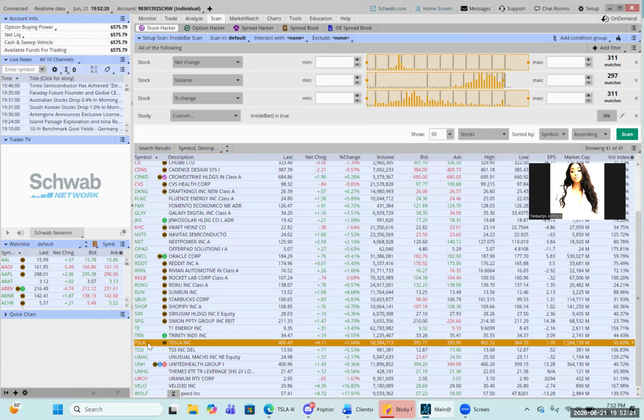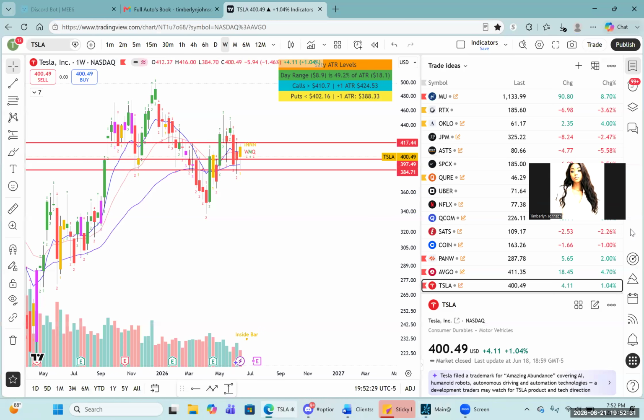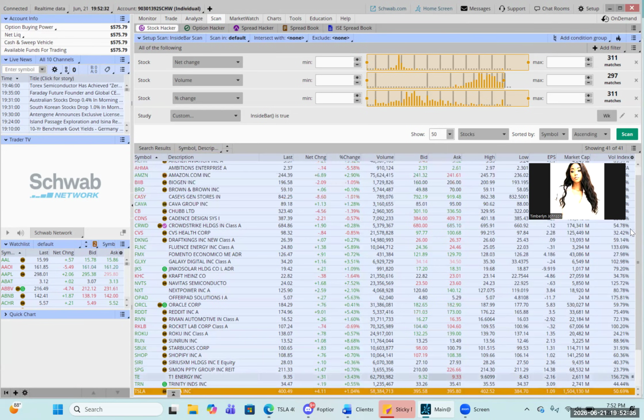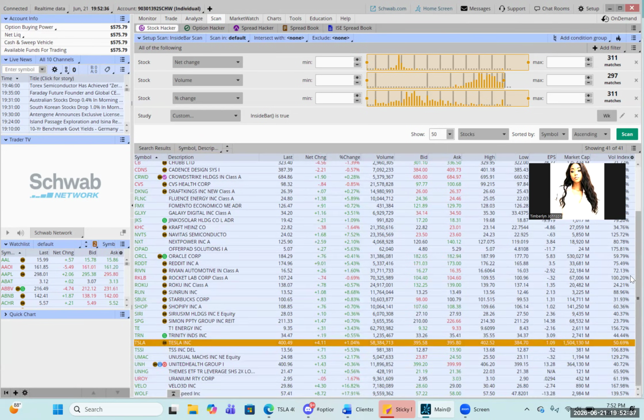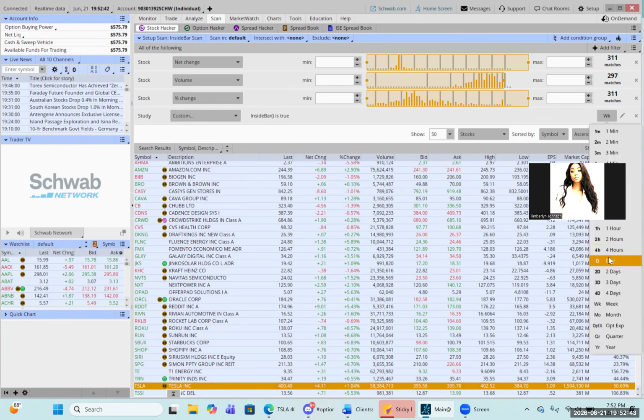But yeah, Tesla has an inside bar on a weekly, and as you guys can see, I'm not going to even lie to you, right now I don't have a lot of things that I'm watching because I still have to scan after we get off this Zoom. The inside bar alone, crazy, and this is for the weekly. Right here it says WK for the weekly, and then also we have a lot for the daily.